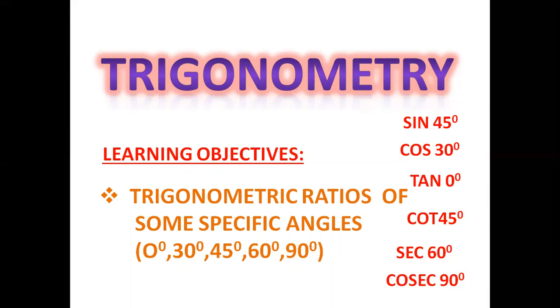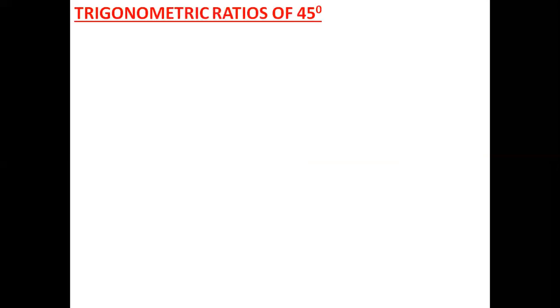Right. In the next slide, we know the values of trigonometric ratios of 45 degrees. That means what is the sine 45 degrees value? Cos 45, tan 45, cot 45, sec 45, and cosec 45 degrees. You have to find these values. For this, I'm taking a right angle triangle.